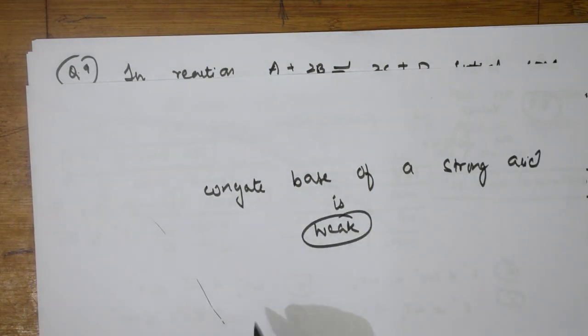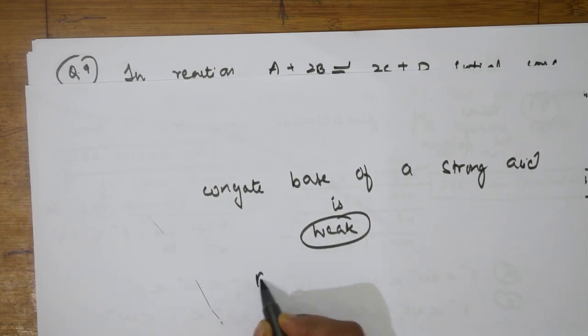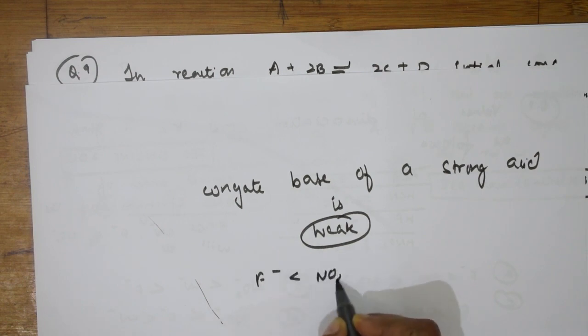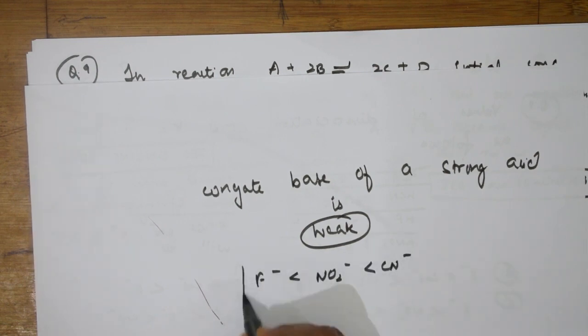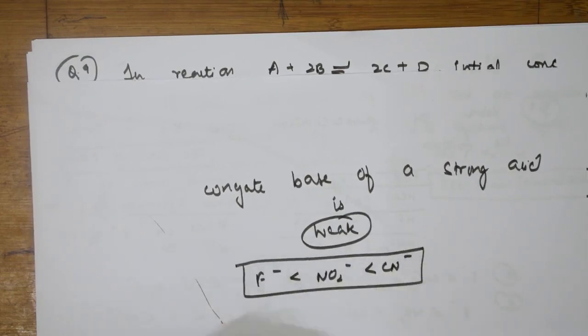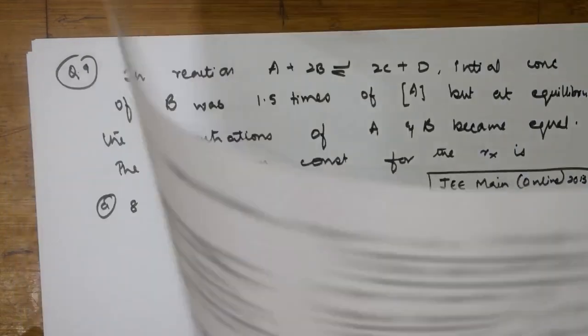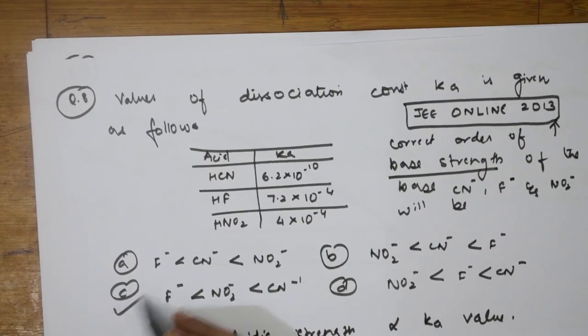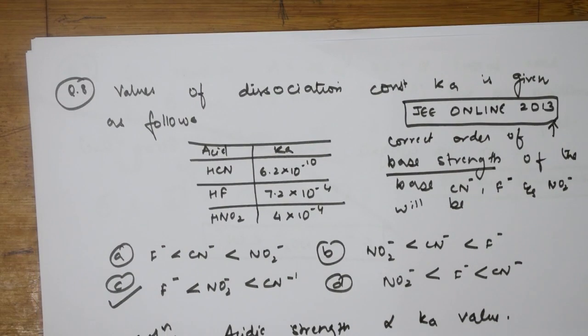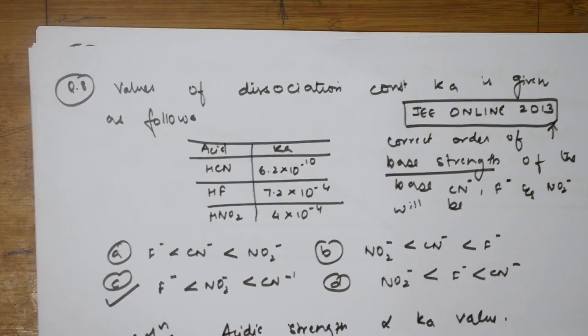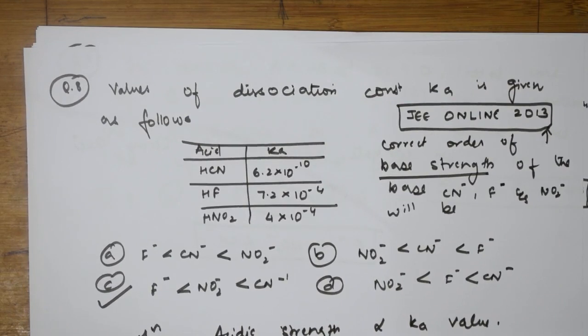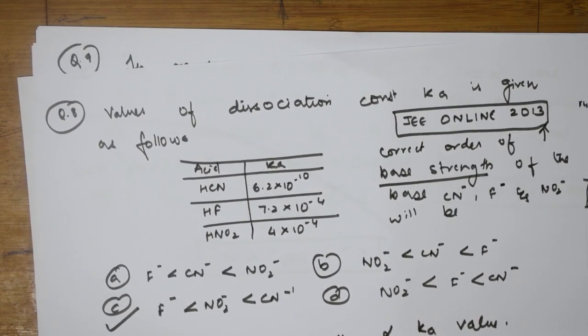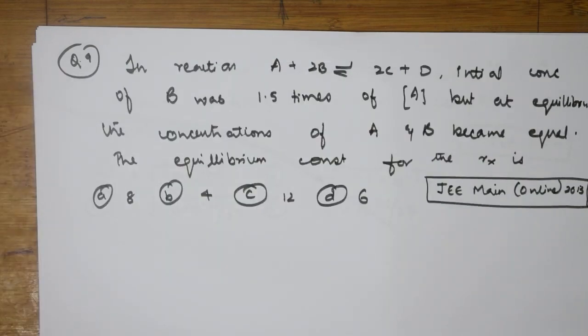Now what if I have to write the order? Yes, conjugate base of the weak acid is stronger. So this becomes F minus less than NO2 minus less than CN minus. This is the option which you get. So the correct answer is F minus less than NO2 minus less than CN minus. So this is a concept. If you have not understood this concept, I did it in the formulas, Arrhenius concept, Lewis acid concept, Bronsted-Lowry concept. Watch that please. Yes, let's come back and do the 9th question.